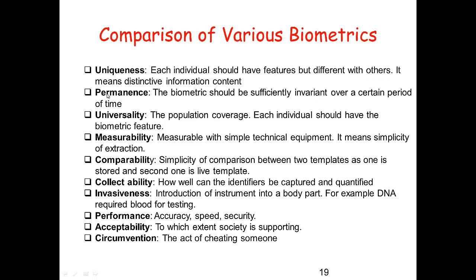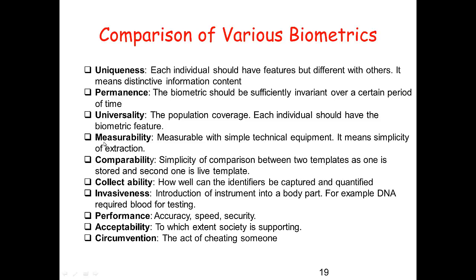The second is permanence. Permanence means the biometric should be there permanently. You cannot say they change it daily. If it is there today, then changed tomorrow, then you cannot use it for user authentication. The third is universality. Universality means the population coverage, not just 1 or 2% of people have this kind of biometric feature. There should be a lot of people who have this kind of biometrics, then you can use it as a user authentication tool.